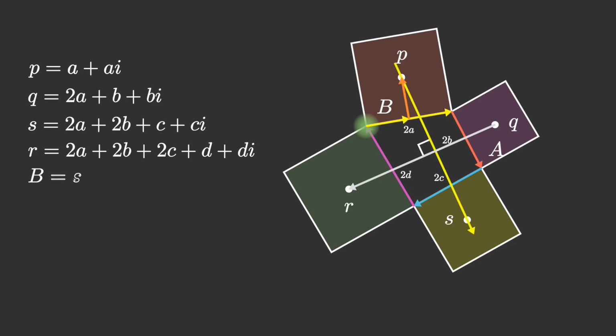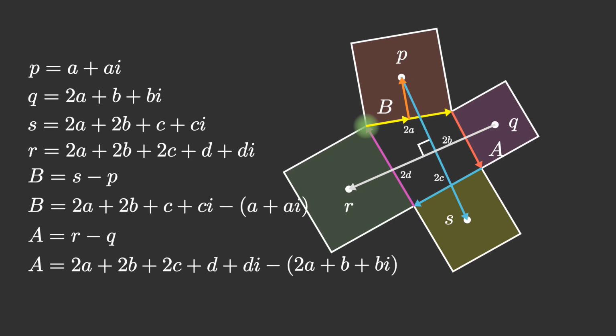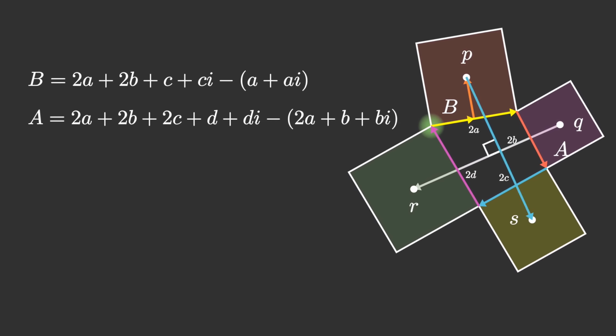Now we need to calculate the vector PS, so we can calculate it by subtracting the vector S from P, and we named it B. Now by putting in the values of S and P, we get the vector B. Similarly, we can calculate the vector A. Now we need to prove that these two vectors are perpendicular to each other.